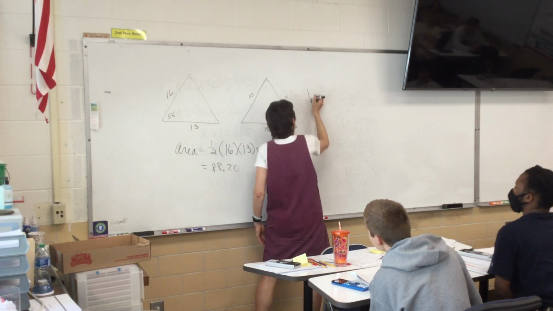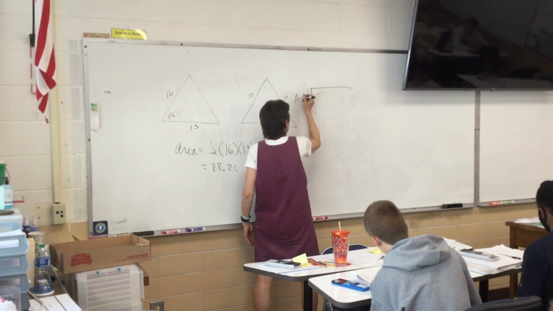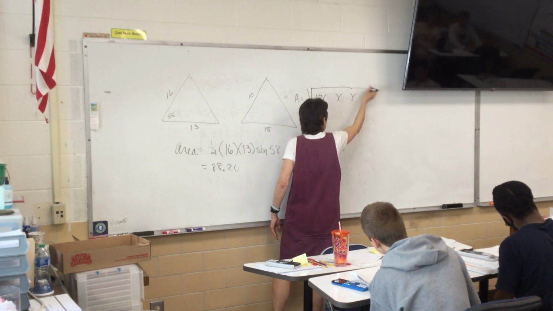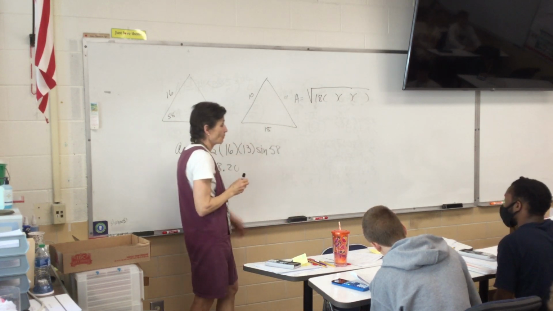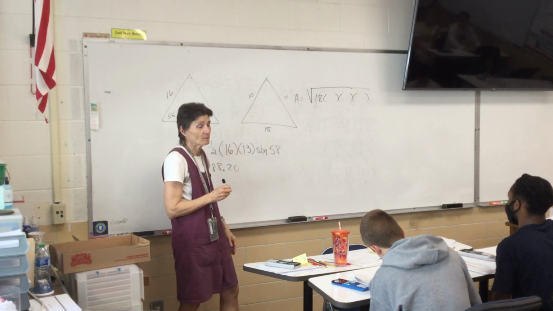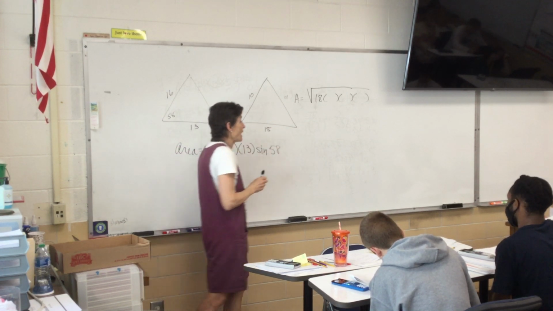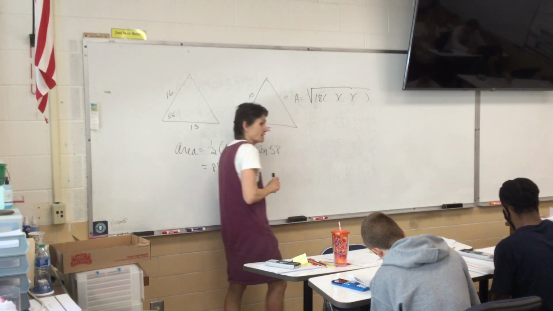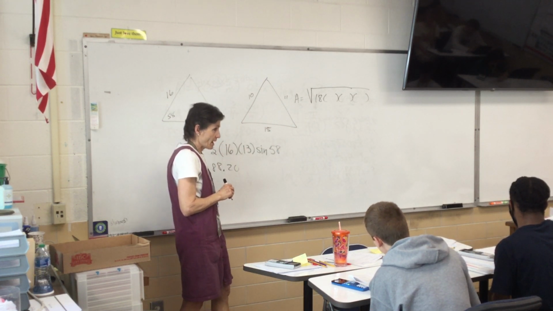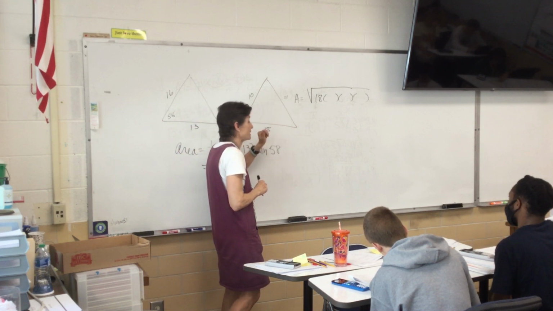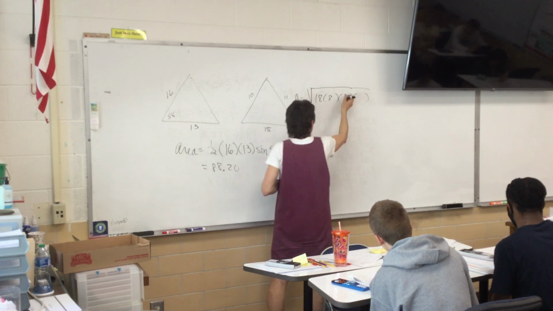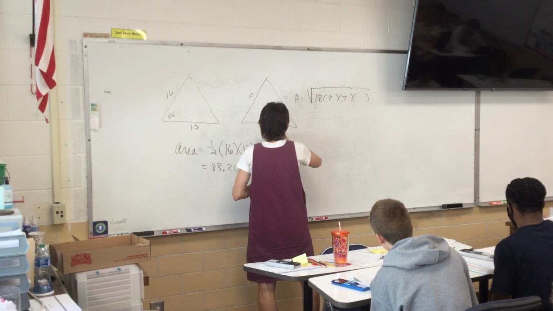Take half the perimeter, so that'd be 18. So where did the 18 come from? It's half the perimeter, it's called the semi-perimeter. And then how do I fill in all the rest of those blanks right there? I subtract each side from 18. So 18 minus 10, 18 minus 11, and 18 minus 15.